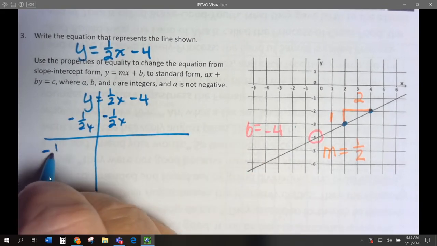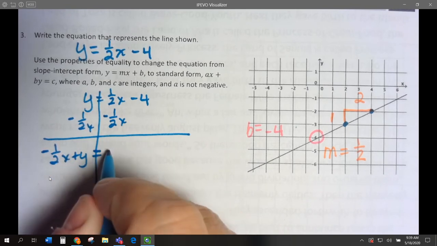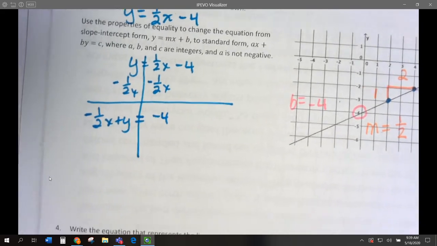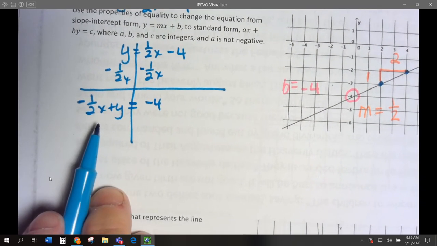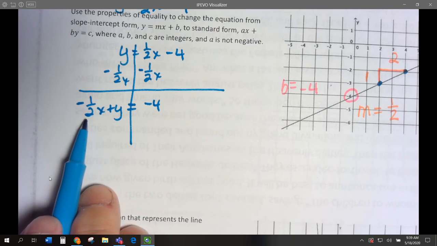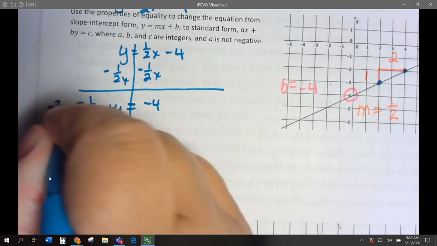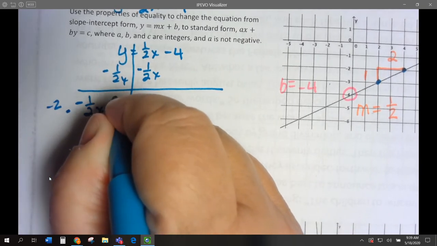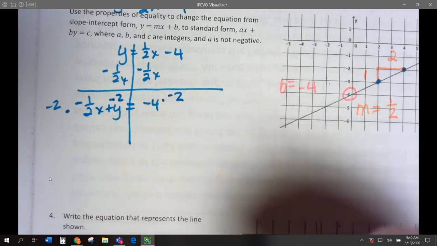And I get -1/2 x plus y equals -4. Now I need to get this out of a fraction and into a whole number. So I'm going to multiply everything by our denominator, but I'm also going to multiply everything by a -2: times -2, times this by -2, times this by -2.